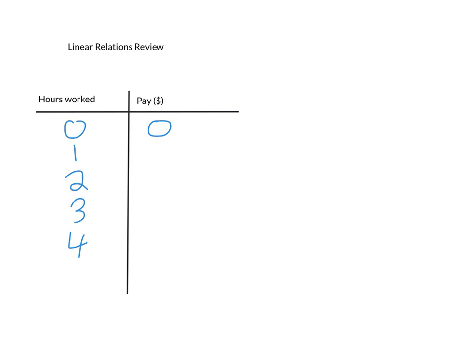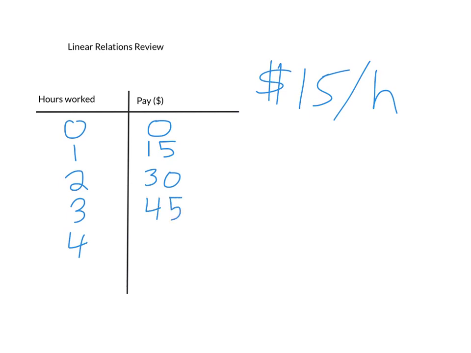So let's say you make $15 per hour. Well, that would mean after 1 hour you would make $15. After 2 hours you would make $30. After 3 hours you would make $45. And after 4 hours you would make $60.